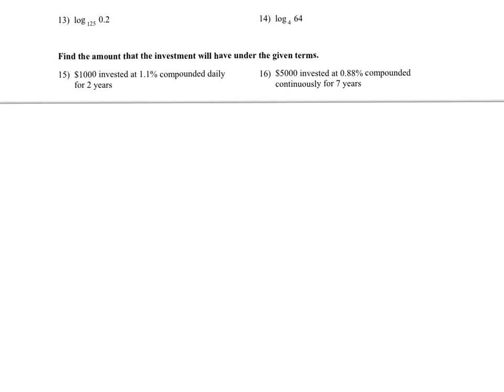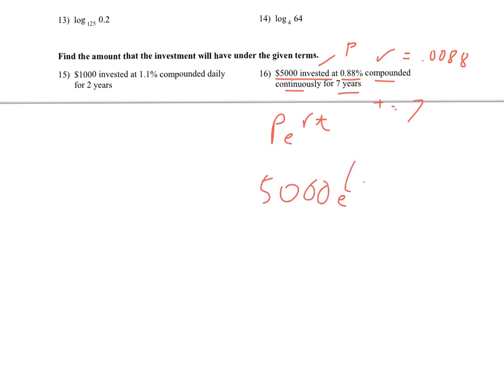All right, next up here, it says find the amount that the investment will have. So I'm going to invest $5,000. That means that's my P. And then my R is actually 0.0088 because as a percentage, you have to move the decimal twice. And then compounding continuously means that I use the P times e to the RT formula rather than the other one. And then my time is going to be 7 years. So I'm just going to do this as 5,000 times e to the power of 0.0088 times 7. I would type that in the calculator, and whatever I got would be the answer.